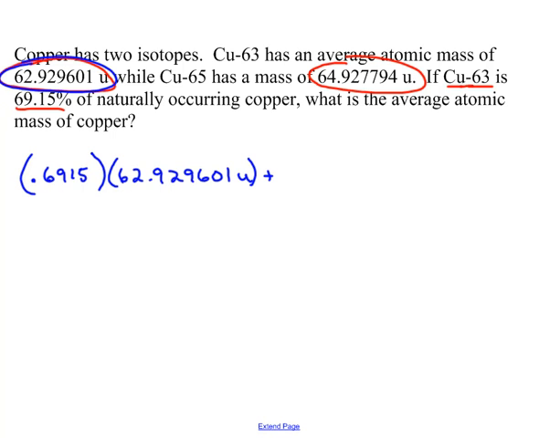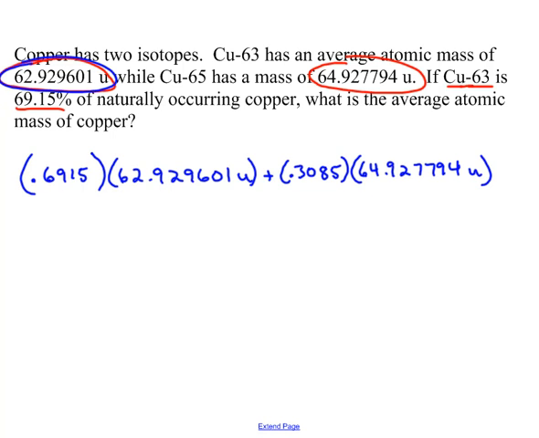And now you might say, hey, you didn't give me the abundance of copper 65. Well, I know that I only have two elements here, so the total has to be 100%. So I know that 100 minus 69.15% is 30.85%. So that's the abundance of copper 65. And I'll multiply by its mass, which is 64.927794, and that's given in the problem.